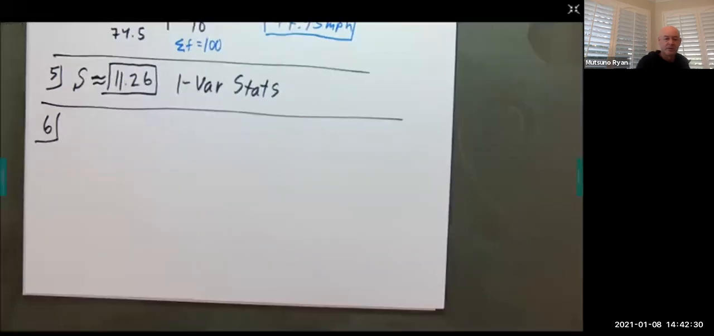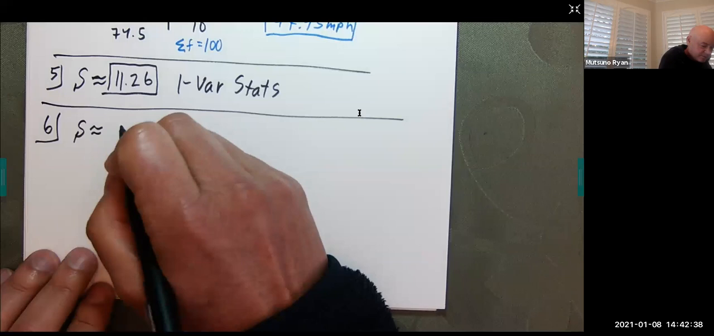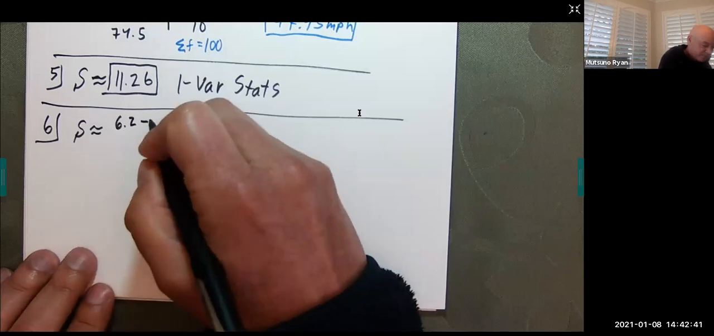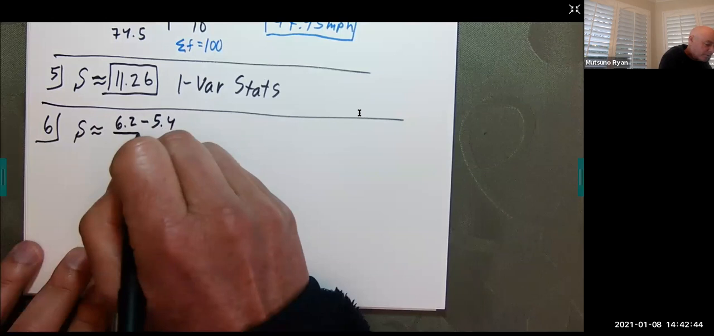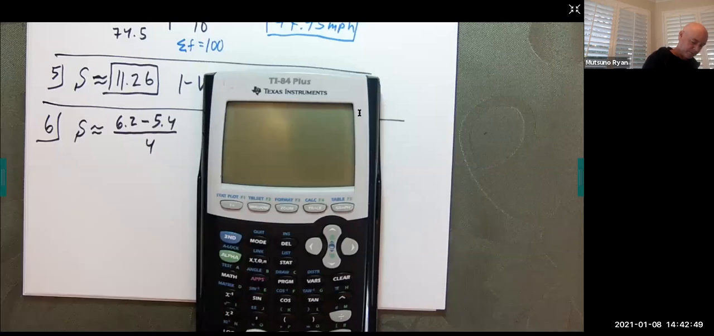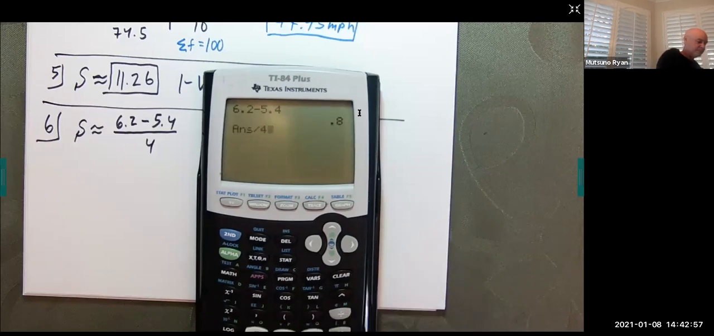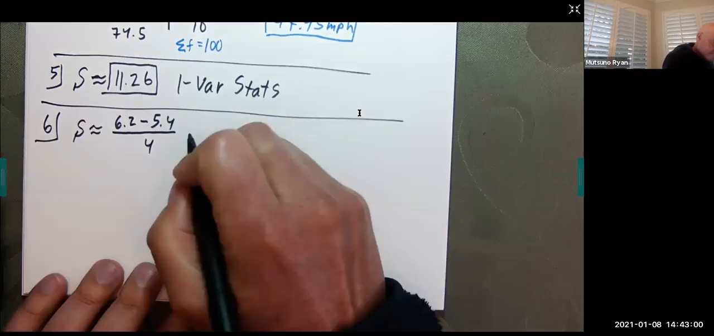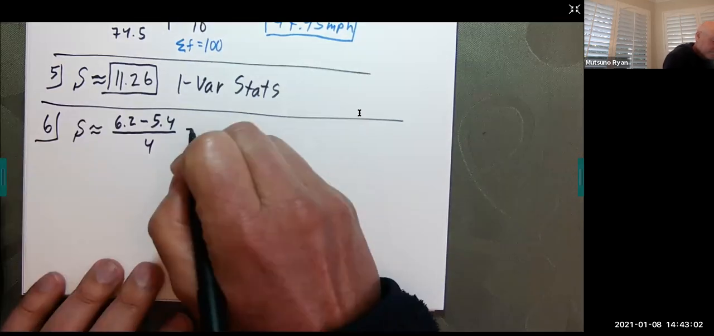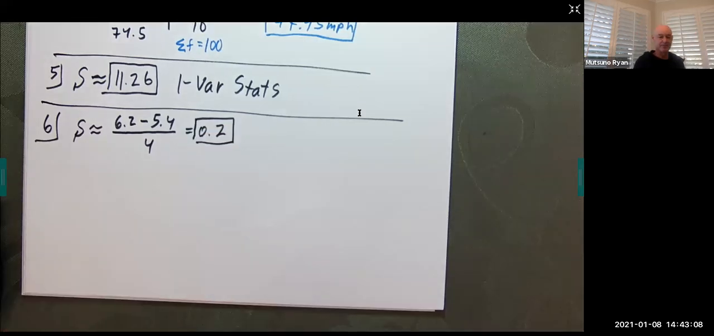All right, once again, the largest. So this is our standard deviation. This is an approximation. The largest, which is the 6.2, minus the smallest, which is the 5.4, divided by 4. So 6.2 minus 5.4 equals, divided by 4. And that's the range rule of thumb. This is of heights of people.